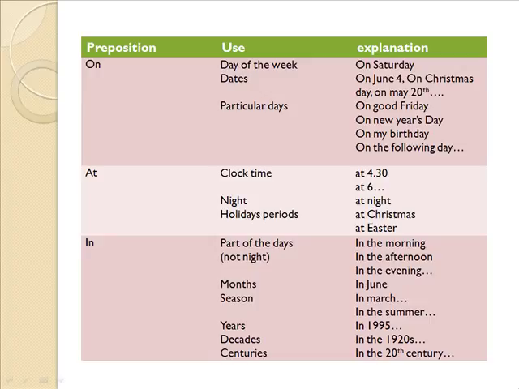In. You use in when you talk about parts of the day. In the morning, in the afternoon, in the evening, but at night. Months: in June, in March, in July, in September, and so on. Seasons: in the summer, in the autumn, in the winter, in the spring. Years: in 1995. Decades and centuries: in the 20th century.